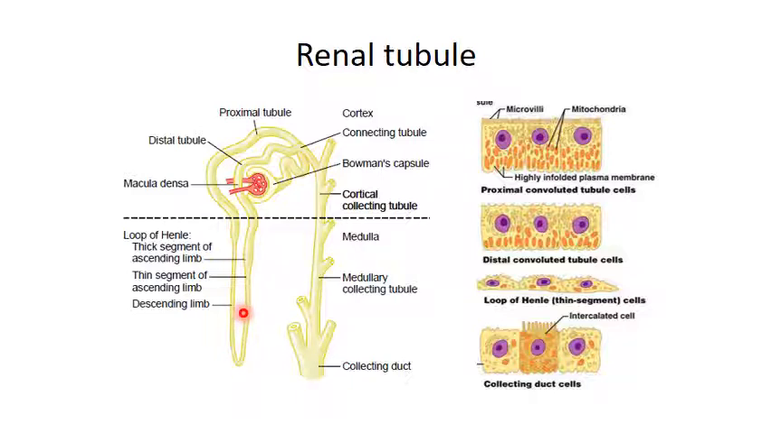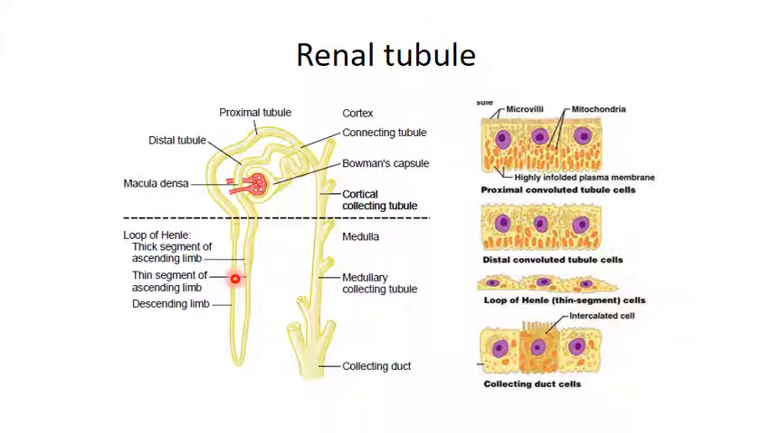Then from the proximal convoluted tubule, the glomerular filtrate enters into the loop of Henle. The loop of Henle is a U-shaped structure which has two limbs. The first limb of the loop of Henle is called the descending limb because here the glomerular filtrate travels in the downward direction. And the other limb is called the ascending limb.